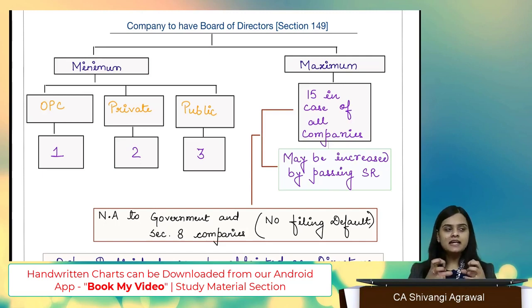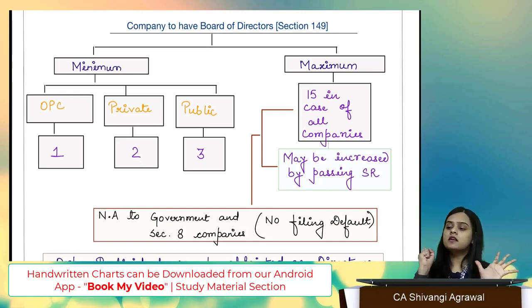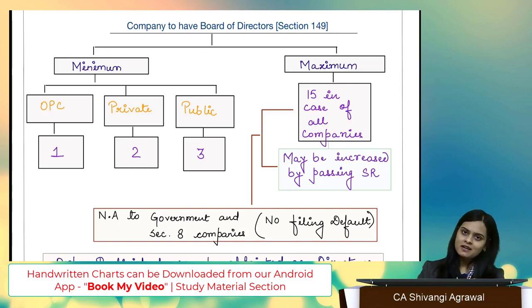So Companies Act has divided the whole powers of the company into two authorities. One is the board of directors and the other is shareholders. So at times we need permission from shareholders, and the day-to-day management is being handled by the board of directors. Section 149 mandates that every company must have a board of directors.